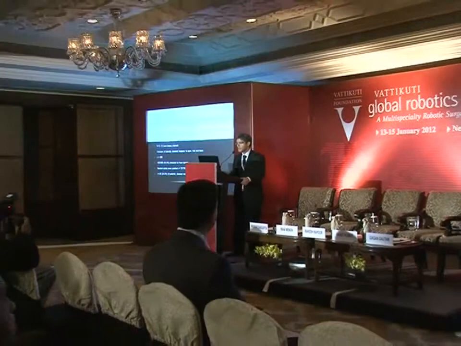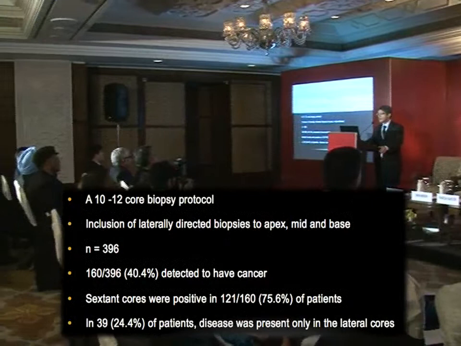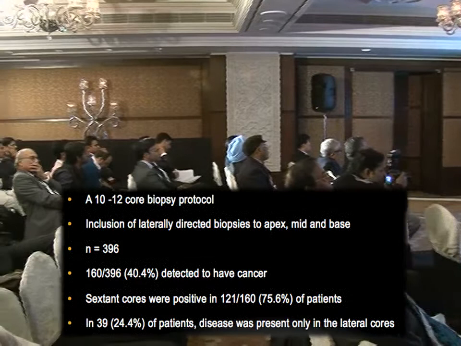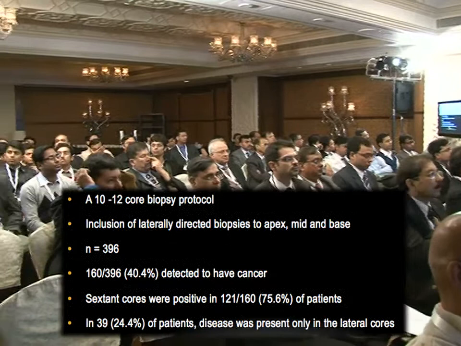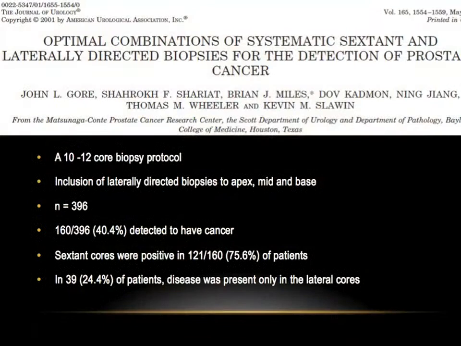One of the landmark studies in finding the optimal combination of a systematic sextant and a laterally directed biopsy was this study from Baylor College of Medicine, which evaluated various protocols and ultimately figured out the best protocol, which was a 10 to 12 core biopsy protocol, including laterally directed biopsies to the apex, mid, and base of the prostate. They found that out of 396 patients, 40.4% were detected to have cancer, but the sextant cores were positive only in 75% of these. So we would have missed about 25% of cancers if we performed only sextant biopsies.